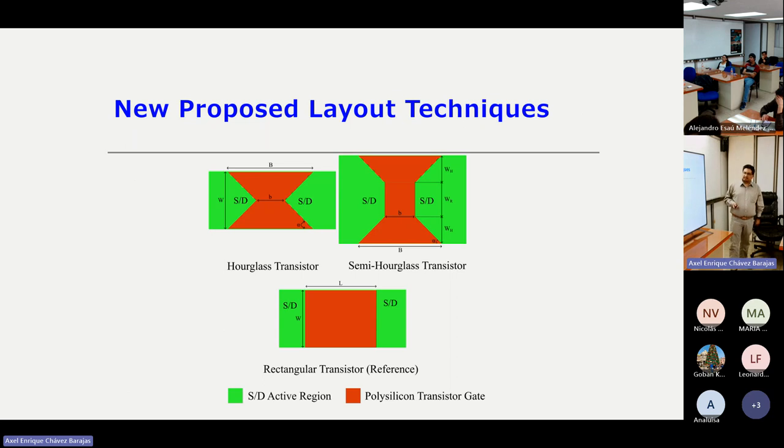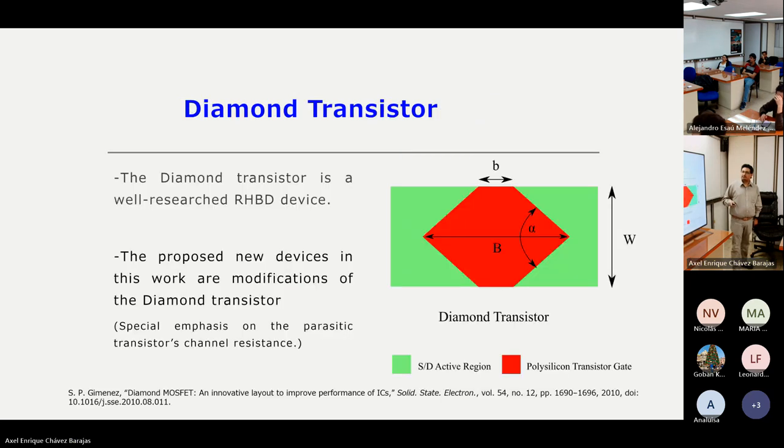We are proposing new layout techniques. The principal layout that we are proposing is a Hall-less transistor, as seen here at the left. But we are comparing this transistor with a rectangular transistor and a hybrid of both, that is the semi-Hall-less transistor, which has both Hall-less and rectangular geometries. We are basing this new proposed layout on the diamond transistor. The diamond transistor is a well-researched radiation hardening by design device that we are modifying to make our own radiation hardening devices. We are making special emphasis on the parasitic transistor channel resistance at the edge of our devices.